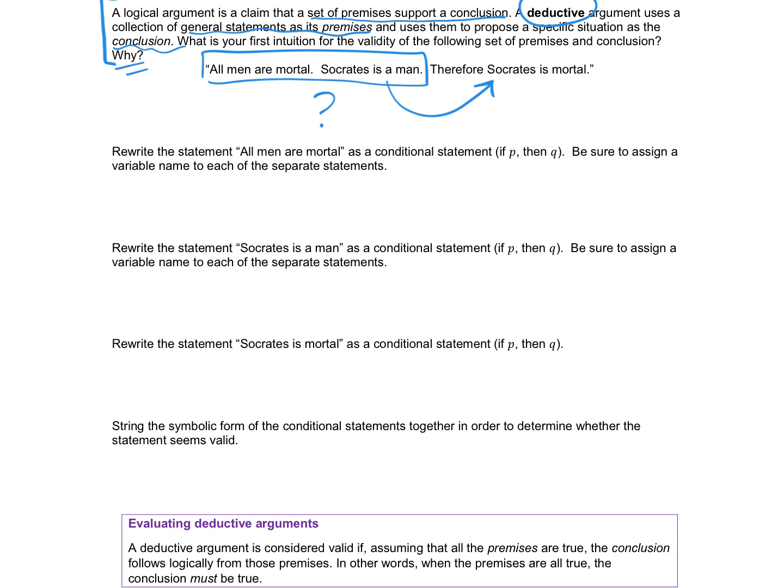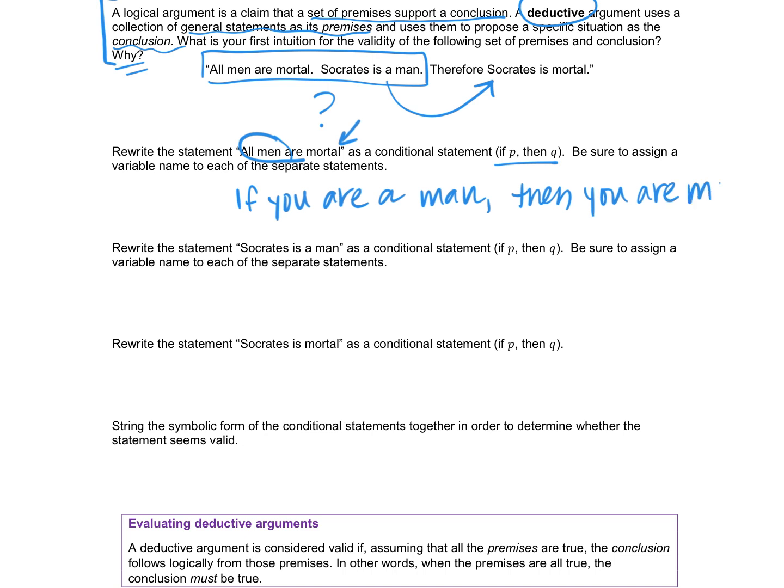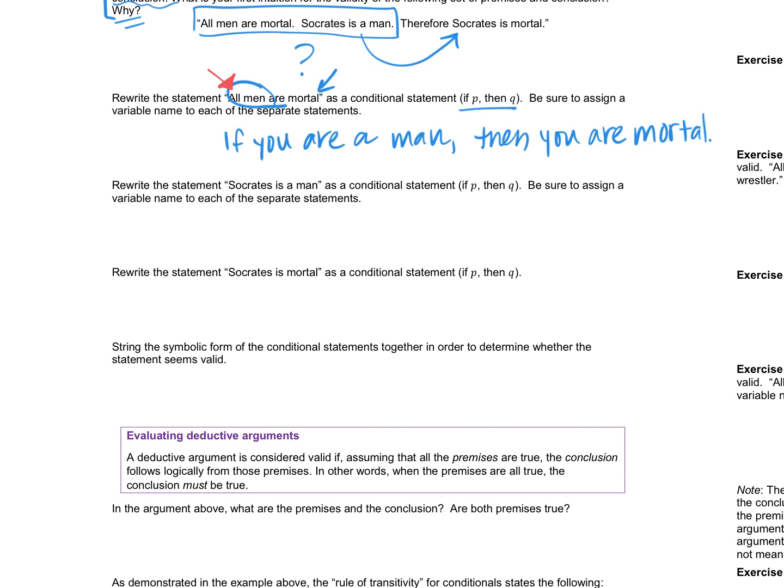So let's rewrite the statement "All men are mortal" as a conditional statement. What that really means is that since it says all men, it means that if you are a man, then you have to be mortal. So we went from a statement that had that universal quantifier "all," and we rewrote it into that conditional.